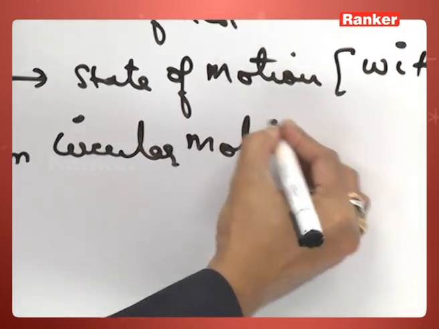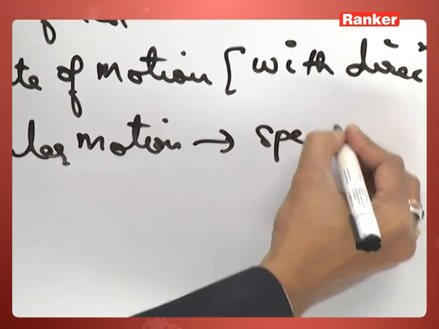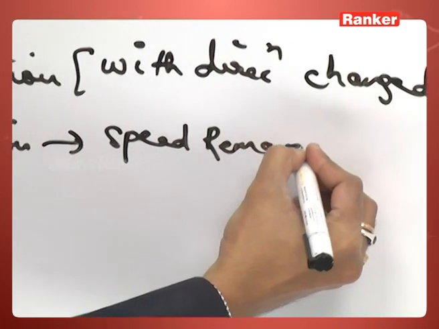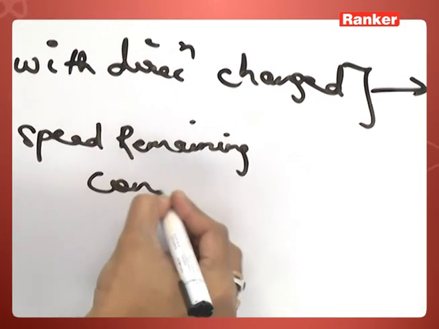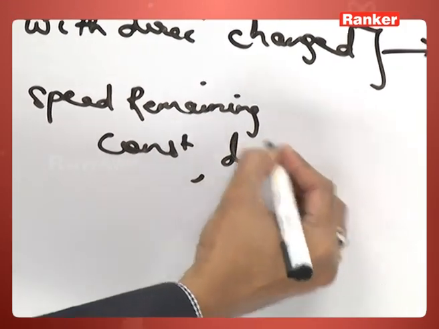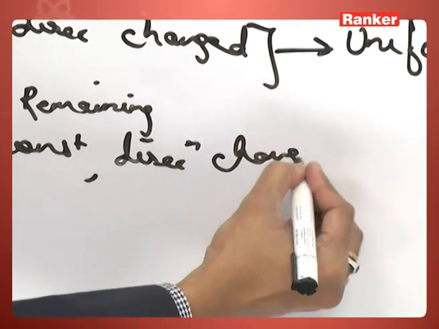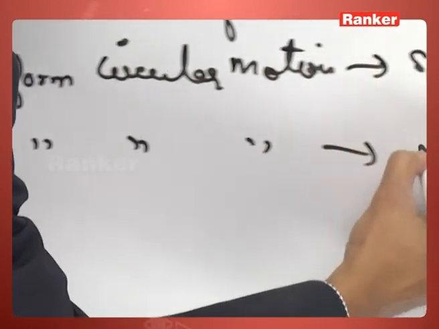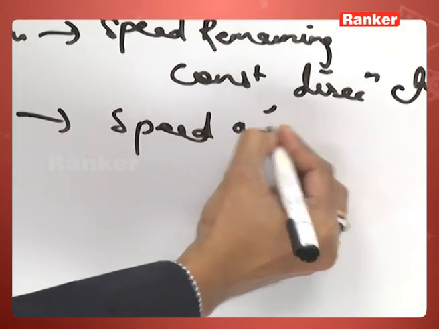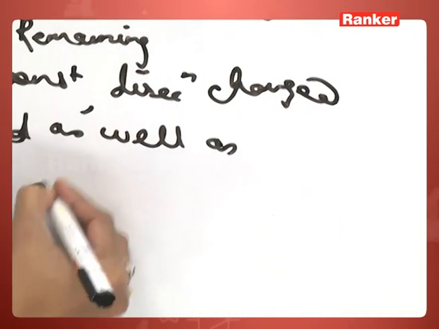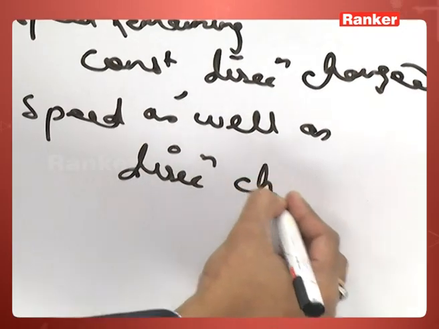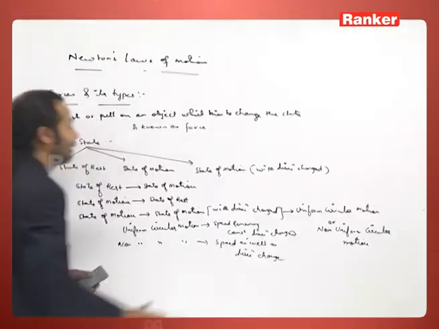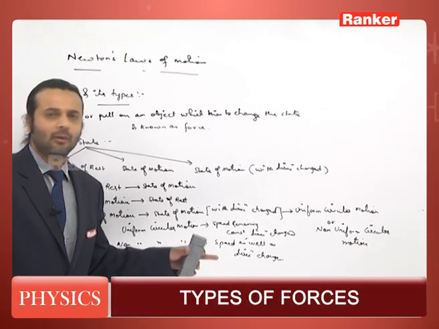I just extend a little bit, speed remaining constant, direction changed. Or non-uniform circular motion, I can say speed as well as direction changes. This we'll discuss in later chapters named circular motion.